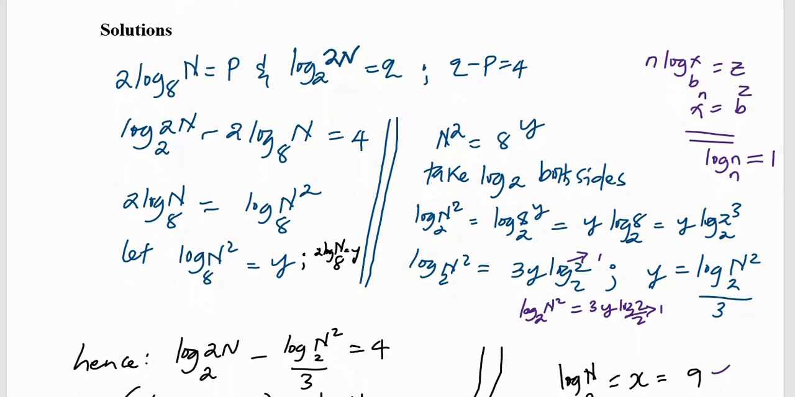Now we have the two unknowns p and q. p is 2 log n base 8, q is log 2n base 2, then q minus p is equal to 4. I just substitute whatever I have for q and p in this expression, I equate it to 4 and I form an equation that is in logarithms. So that means I will have log 2n base 2 minus 2 log n base 8 is equal to 4.